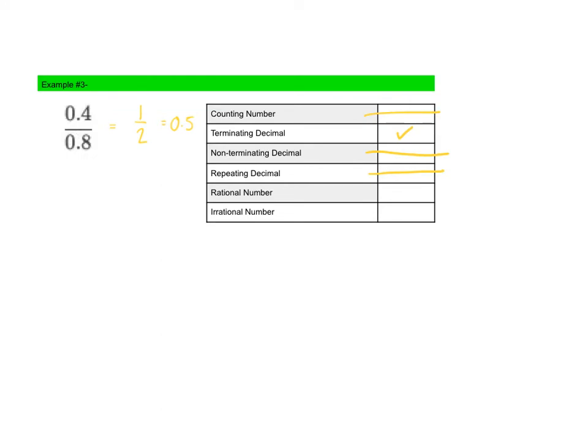So is this a rational number or an irrational number? Can I predict what comes next? Yeah, I could add a 0 there. I could predict what's going to come next. I can add as many zeros as I want. This is a rational number. It's not irrational. Okay? So 0.4 over 0.8 is a terminating decimal that is a rational number. Go ahead and make sure you have this down. We're going to move on to the next one.